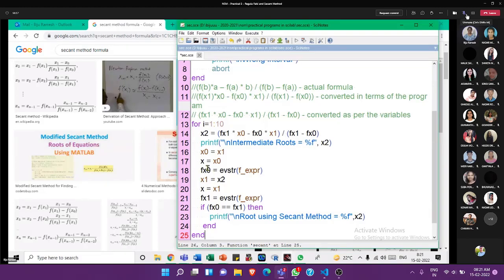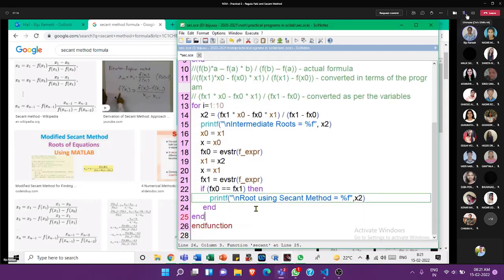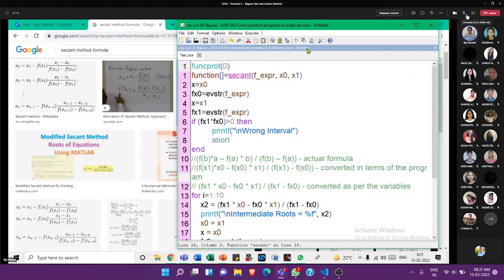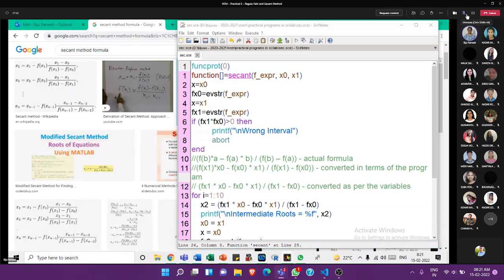Or you can give x0 is equal to x1. Whatever condition you want, you can give. If the roots are equal, you stop. That is also fine. Or fx0 is equal to fx1 also, you stop. That is also fine. So you can do it that way. No problem. You can try all the ways you want to. It should execute, but that's all. If it is executing fine, no problem.